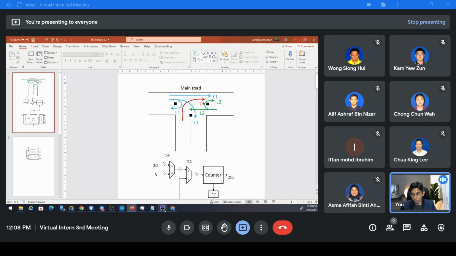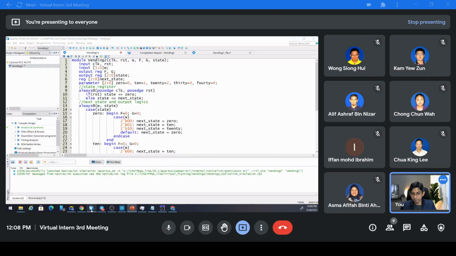Now look at the Verilog. All right, so I will share the Verilog code as well. Maybe after this, yeah, so that you can study.